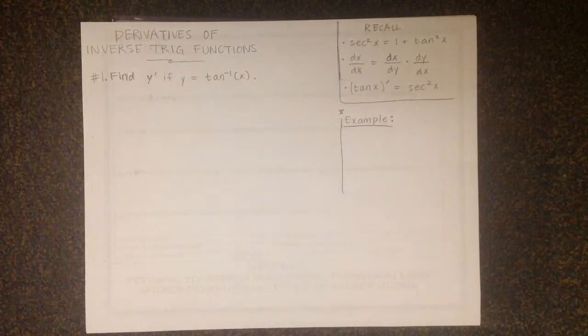So in this video I'll only be able to get to just one, which is differentiating tangent inverse of x. Now, it's a fact that the derivative of tangent inverse of x is 1 over 1 plus x squared. So the thing is, how can we get to that answer, and how are we able to prove that?